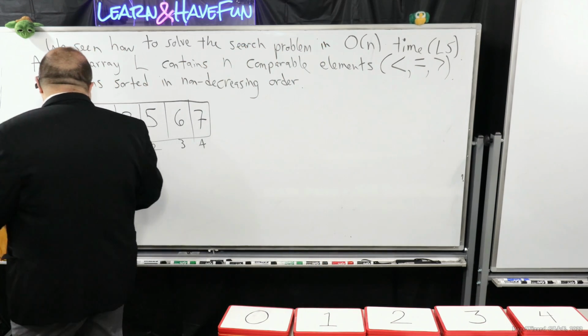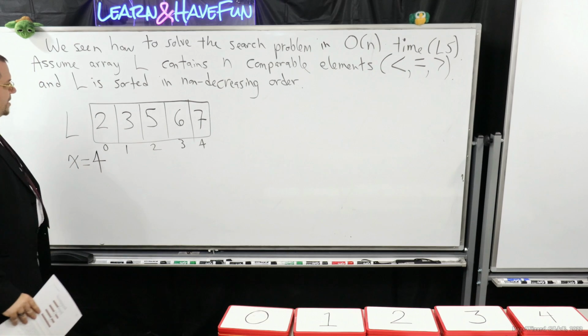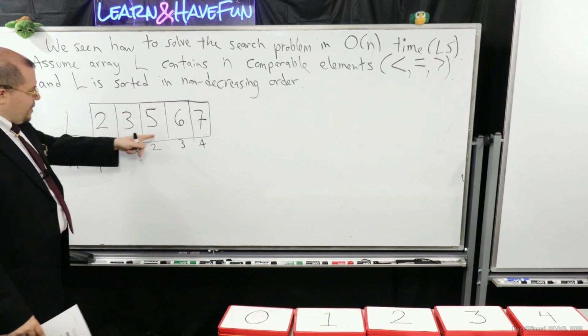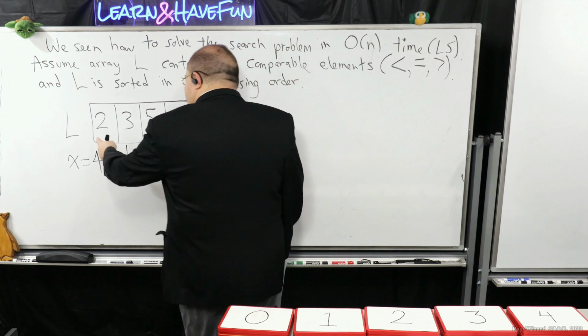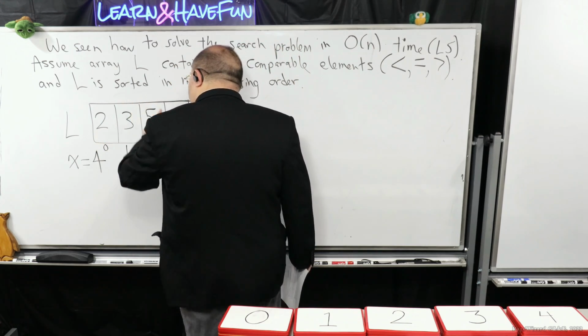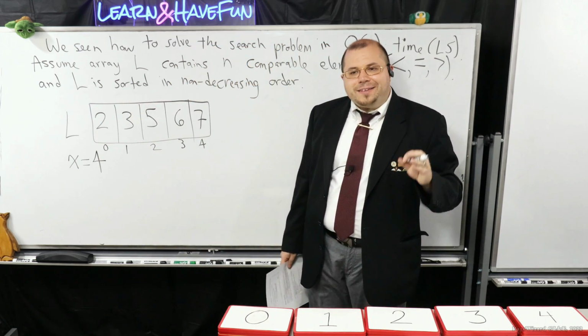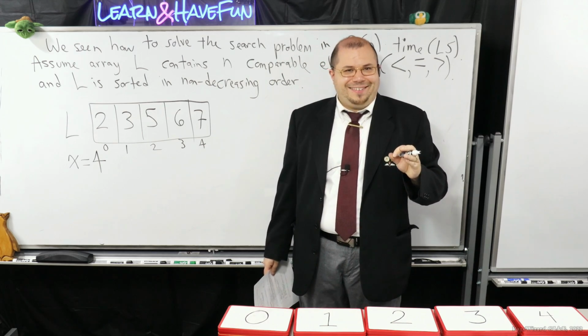Likewise, if I was looking for a 4, is it going to be anywhere? Is it going to be over here in the array? No, man, it's not going to be to the left of here. It's going to be somewhere between 3 and 5. That is something we know because it's sorted.